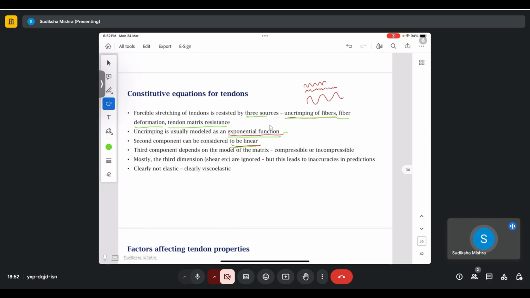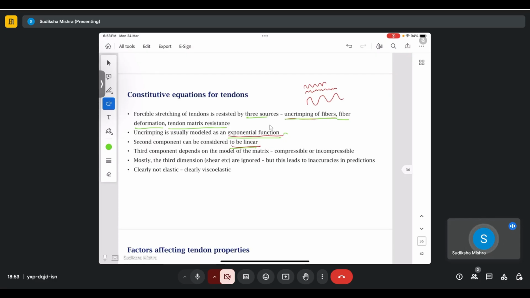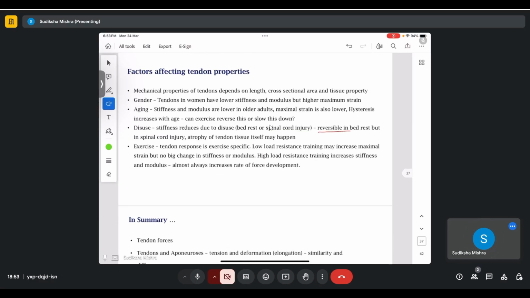Therefore, in a lot of conditions only two dimensions are considered for modeling. The third dimension, the z dimension, is ignored, which leads to various inaccuracies in the prediction. Because there is one exponential and one linear component, and there are some inaccuracies, it is safe to assume that it's a viscoelastic setup.